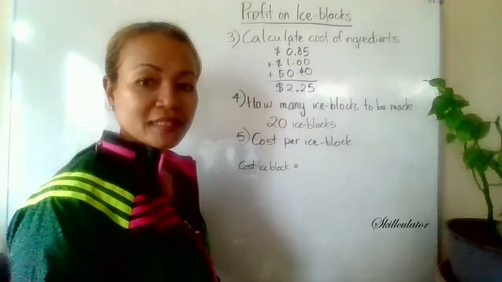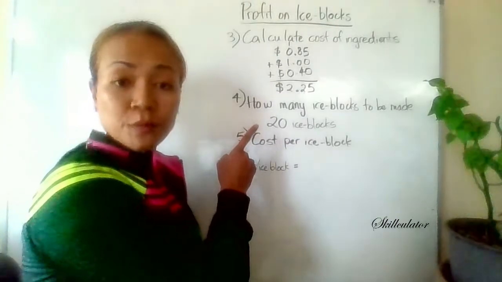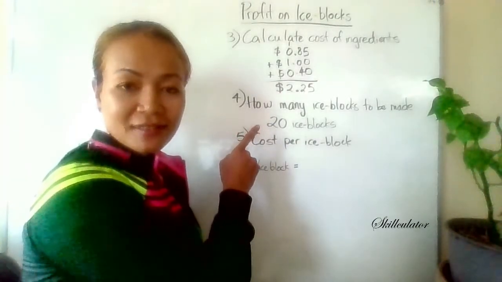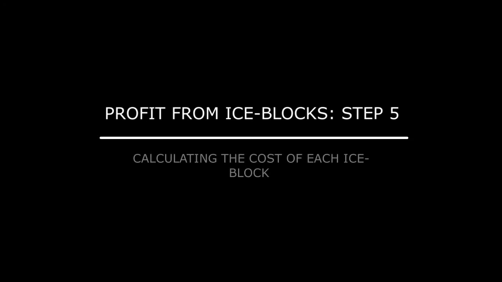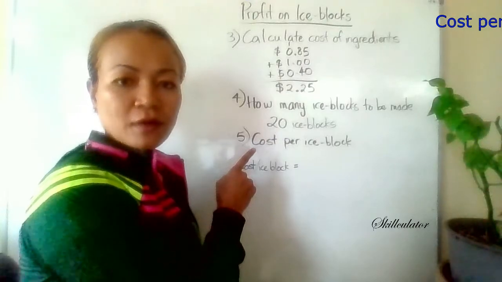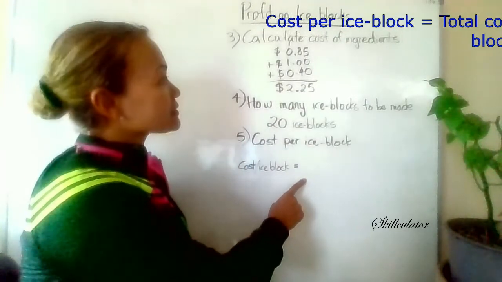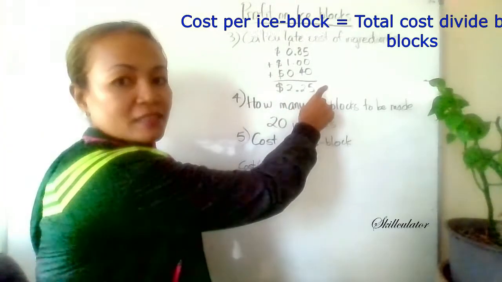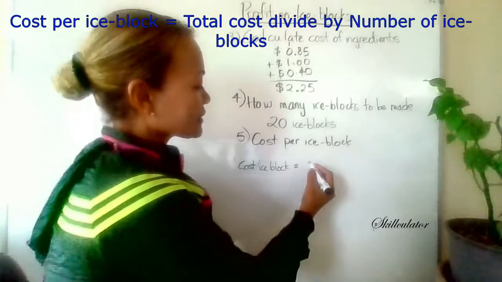Okay, so the 4th step is how many ice blocks to be made, and we'd already figured that out when we were doing the number of sticks that we were going to use, so 20 ice blocks. Number 5 is cost per ice block, and how will you calculate that? Cost per ice block equals the total cost over the number of ice blocks. So let's do that, right?